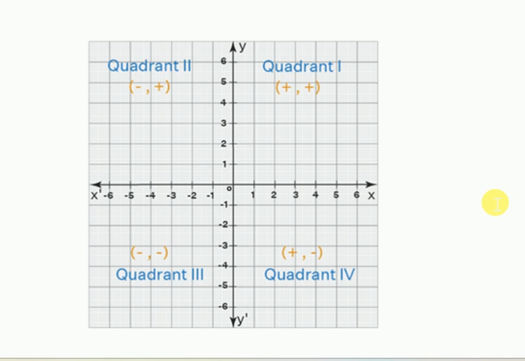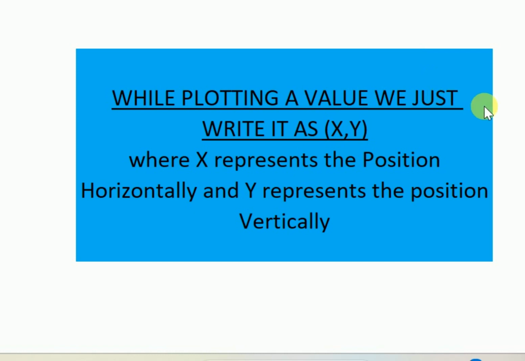Have a careful look at the graph. Now you can see 2 signs in each quadrant: plus plus, then minus plus, then minus minus, then plus minus. For any point, we have 2 coordinate values. The first one is the x-coordinate and the other is the y-coordinate. We write the coordinates of a point as (x, y).